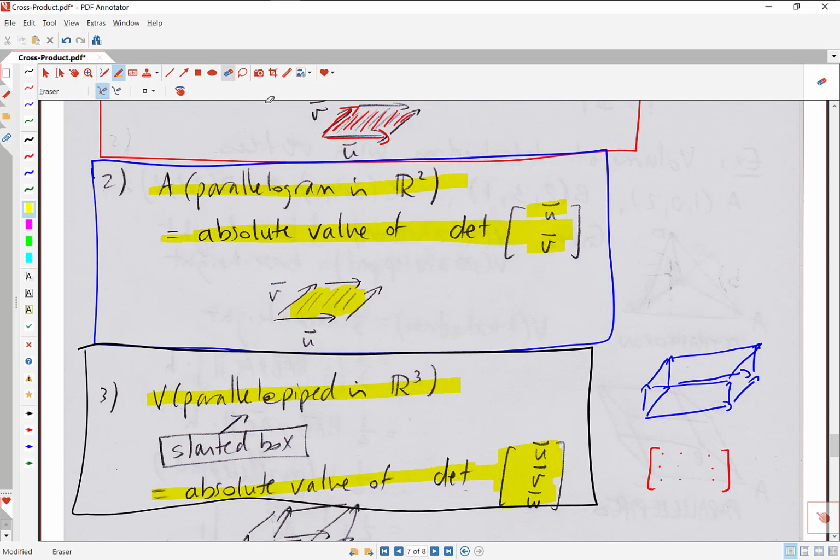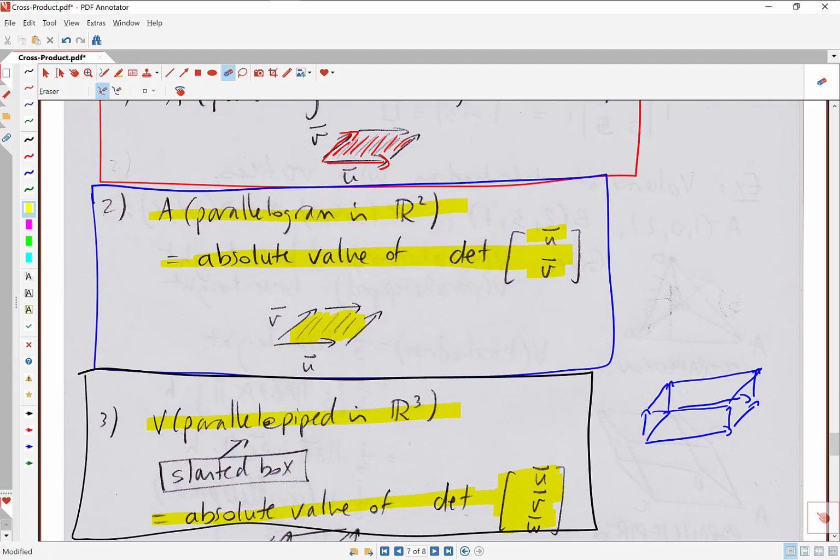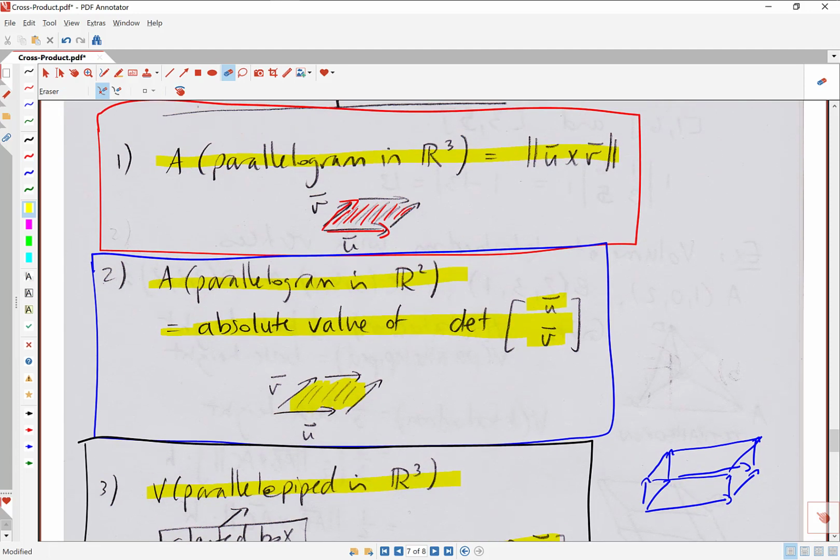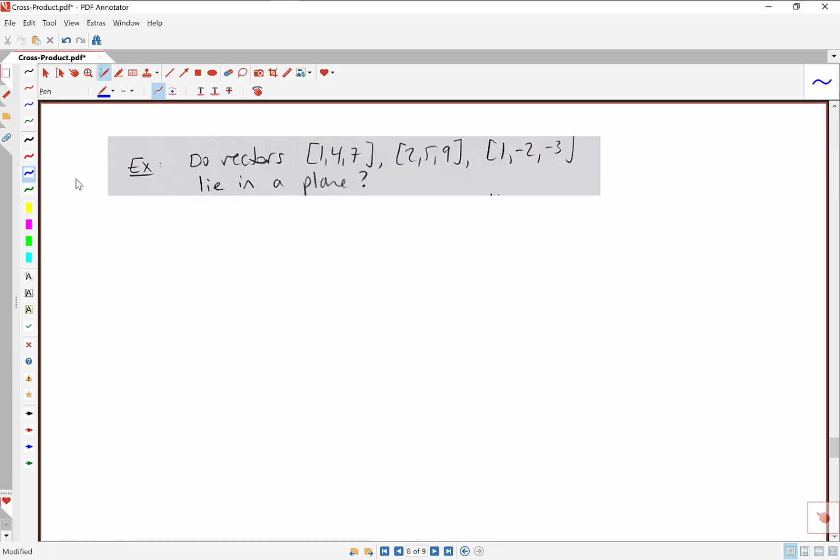So we've got these three geometry formulas, and the common thread between them is that they all use the determinant in some way. Because while the first formula is phrased in terms of the cross product, we now know that the cross product is actually built out of little 2x2 determinants.